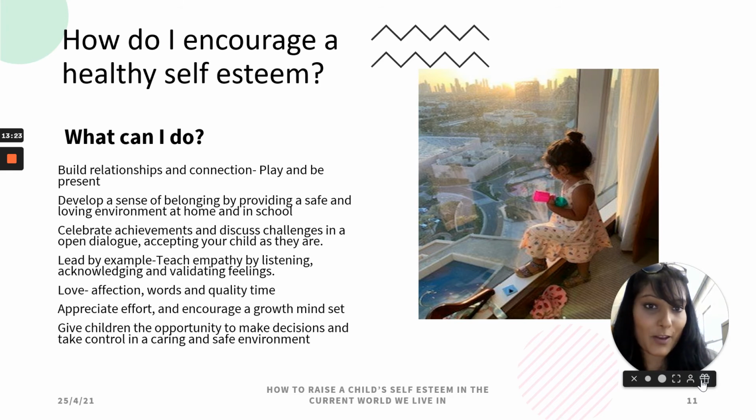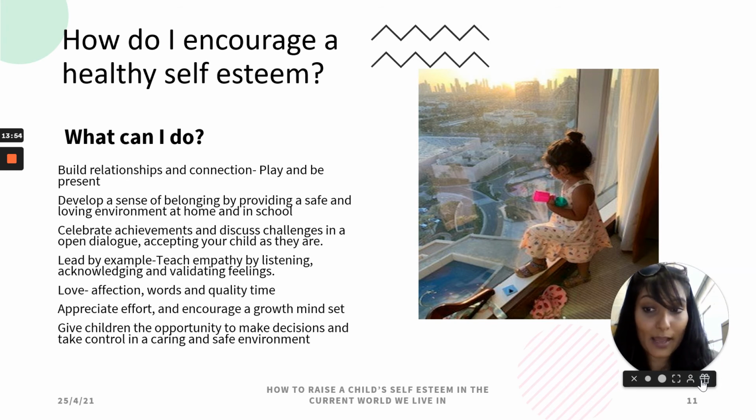Next point is love. Some of you might think it's just a fluffy word that we use, but it's so important. Love, affection, and the words that we use with our children and the time we spend with our children is key to developing their image about themselves. If they are loved, if they're adored, if they are listened to, they feel a sense of home within themselves.